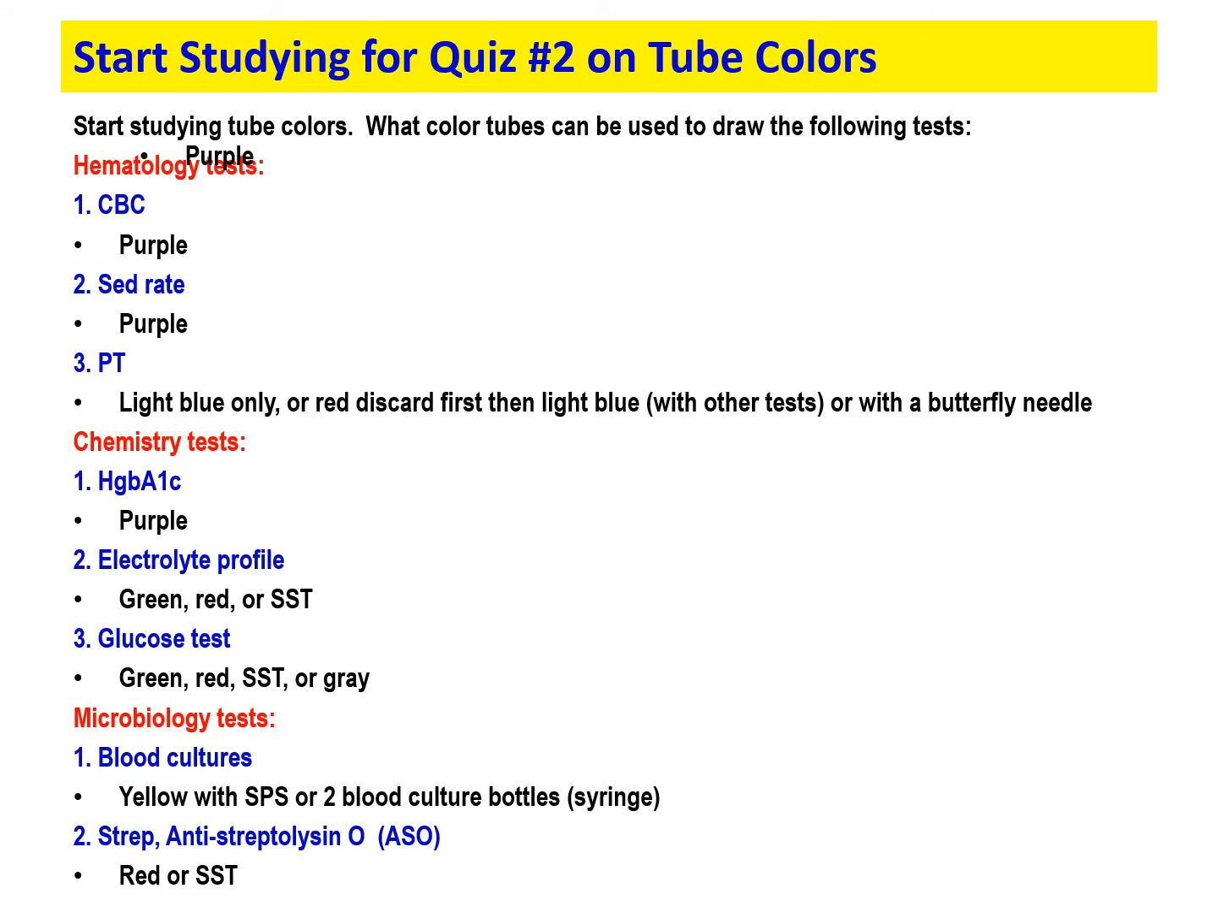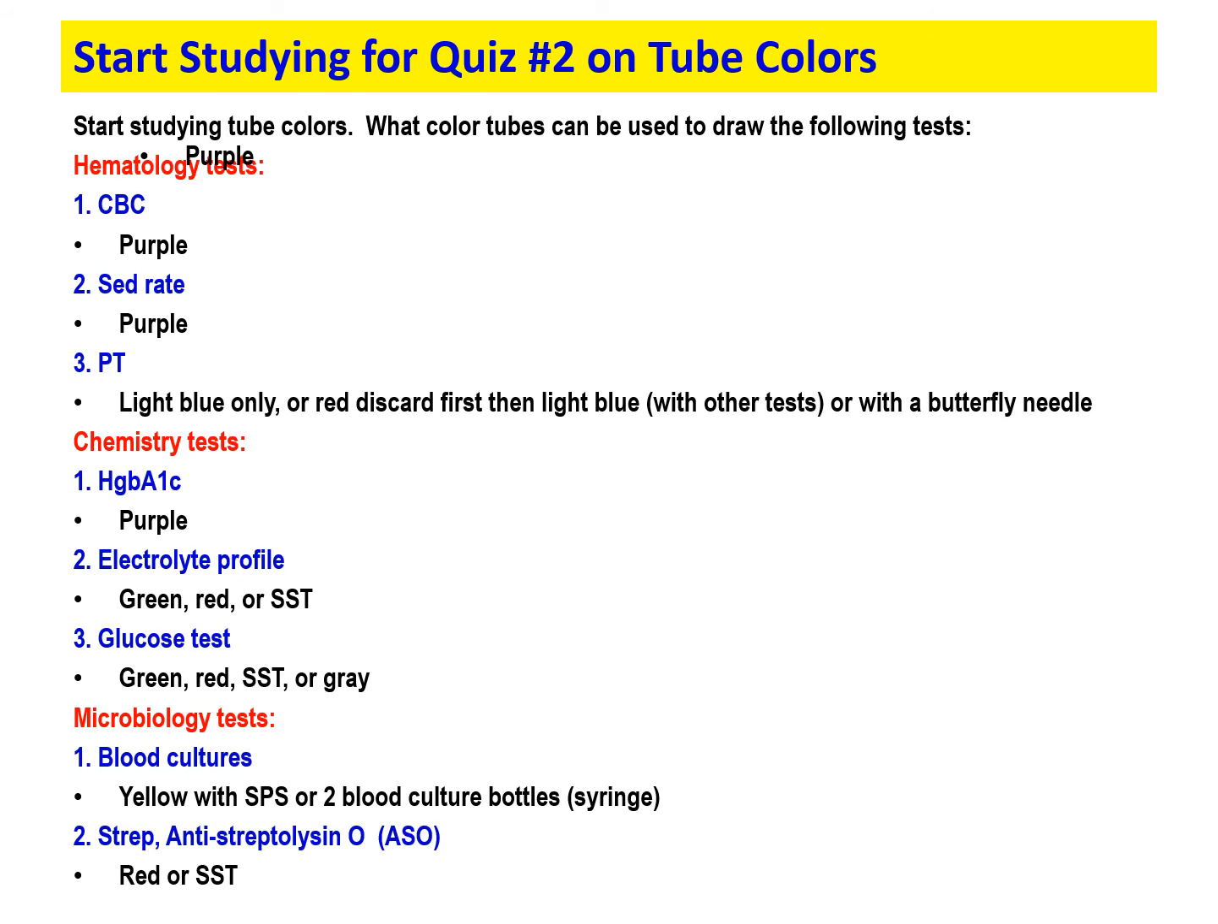Okay, strep and antistreptolysin O, ASO, is either a red or an SST tube. So we can see if our doctor did not order our electrolyte profile stat, and he did not order our strep test stat, we can see where we can do approximately 3 tests per tube of blood. And we always want to draw the least amount of blood in the least amount of tubes as we can get away with, right? Because we don't want to take any more blood from our patient than we need to.